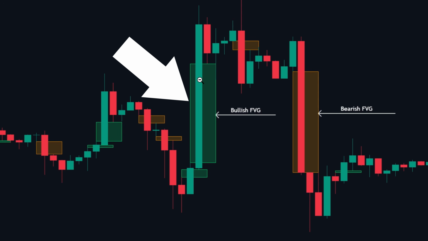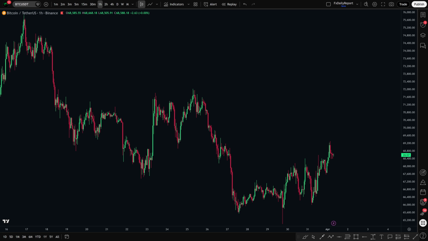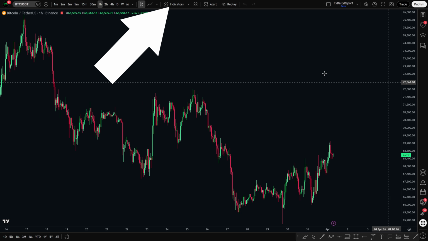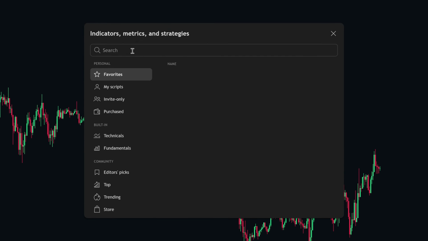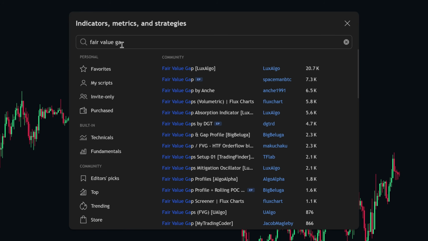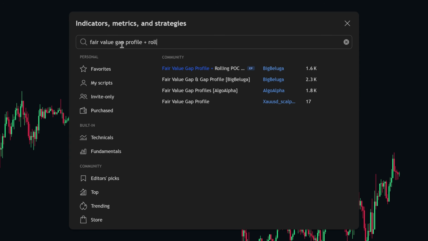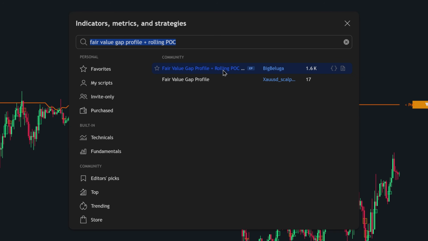the Fair Value Gap. Once you open your TradingView chart, all you need to do is go to the Indicator tab at the top of your chart and search for Fair Value Gap Profile plus Rolling POC. Select the one by BigBeluga. Once you add it to your chart, you can close the search box.